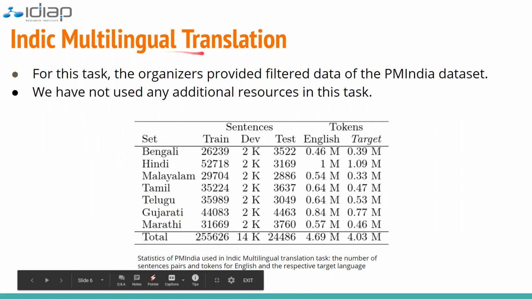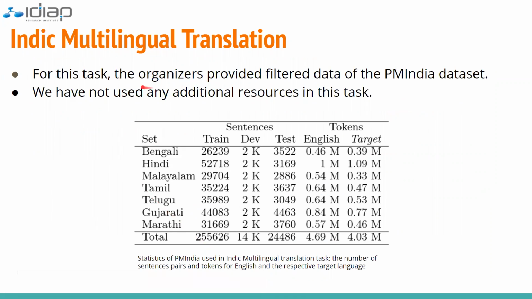These are the statistics of the training, development, and test sets. In Indic multilingual translation, the organizers provided the filtered data of the PM India dataset. Here the source language is English, and the target languages are 7 Indian languages: Bengali, Hindi, Malayalam, Tamil, Telugu, Gujarati, and Marathi. We have not used any additional resources for this task. These are the statistics of the dataset, like the training sentences and the English and target language tokens.